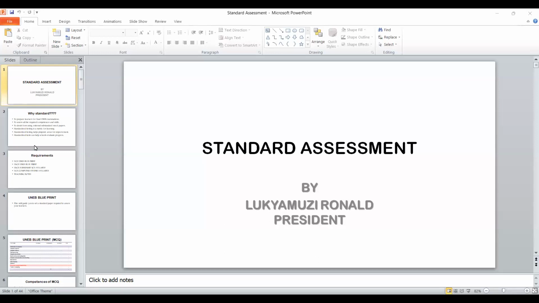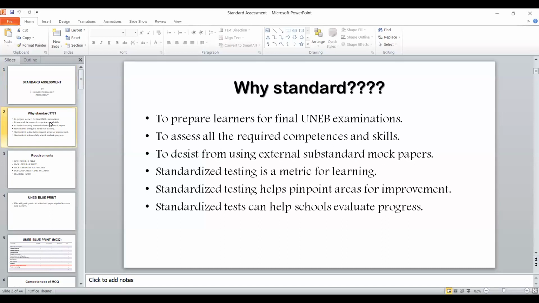Standard assessment. First of all, why do we need standard assessment? Why do we need to set standard papers? One, we need to prepare learners for final UNEB exams. You realize that the more you set these standard papers, the learners get used. They are not surprised to see the papers for the first time.